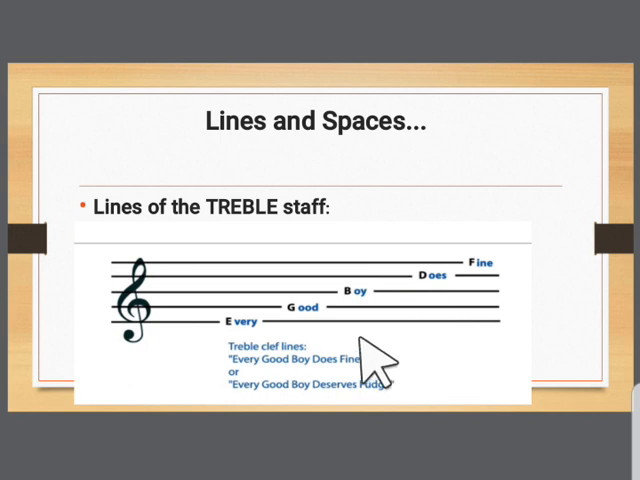This is for you to remember the names of the lines very easily. So every for E, good for G, boy for B, does for D, fine for F. You can also use every good boy deserves fudge. You can also use your own words for naming the lines and spaces. Some other people also use every good boy deserves favor, and all of them serve the same purpose, that's for you to remember it very easily. So every for E, then good for G, boy for B, does for D, and fine for F.